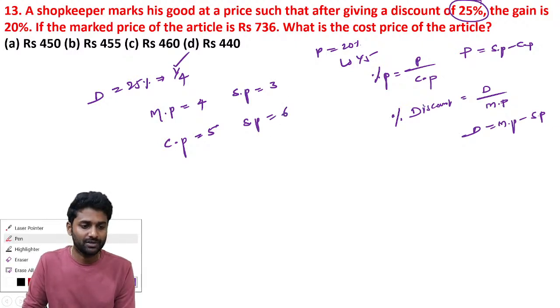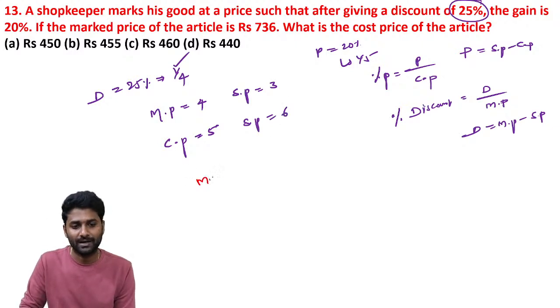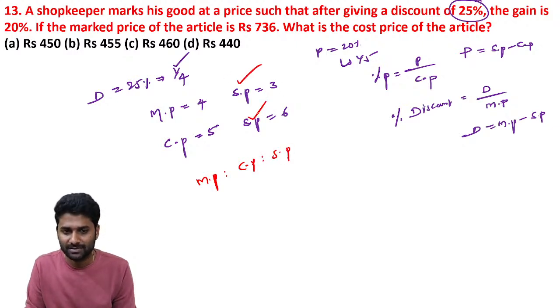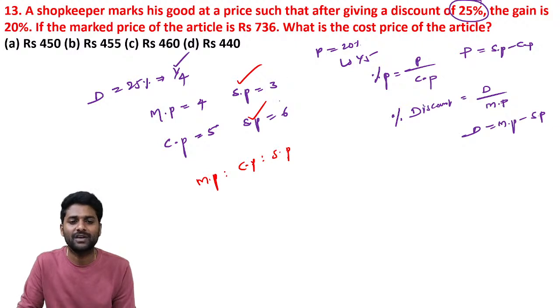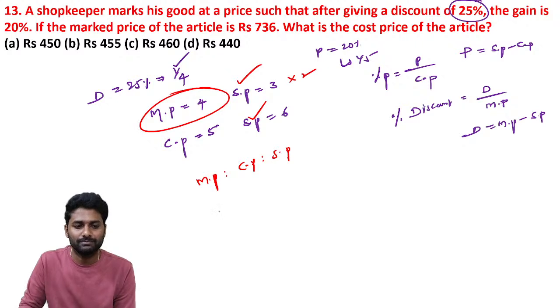If you observe both the cases, let's find the ratio of market price, cost price, and selling price. Here CP is the same, but you can see different numbers. If CP is the same but the numbers are different, we have to equate it. How can we equate it here? Multiply with 2. If you multiply with 2, the MP value is 8 units, the SP value is 6 units, and no need to change the CP value. The CP value is 5 units.